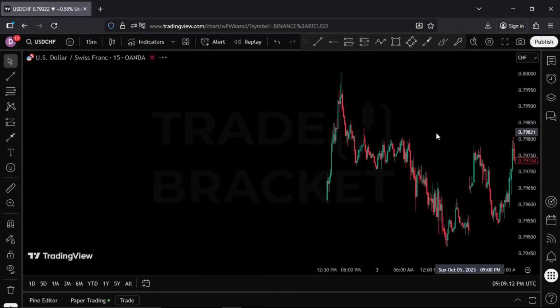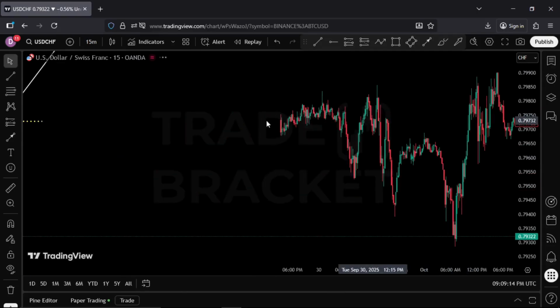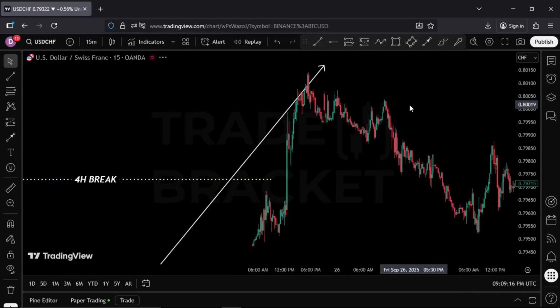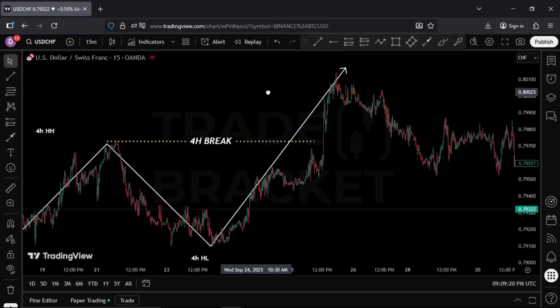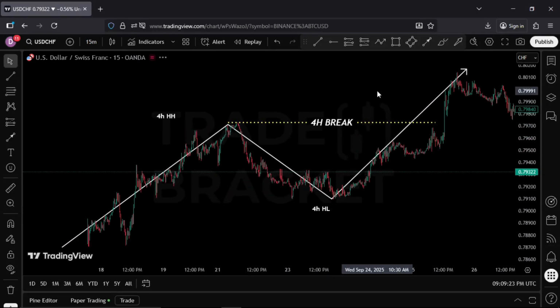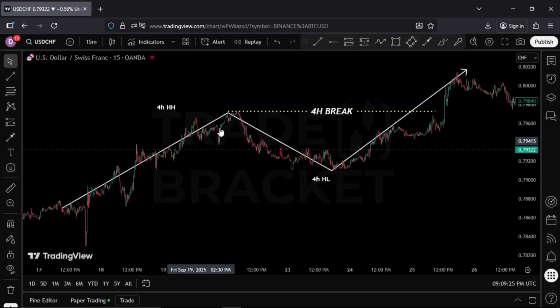All right, so let me keep scrolling back until that point where we marked our structure on the 4-hour time frame. So this is the structure we marked on the 4-hour time frame. I hope you remember that. Price made a push, pullback, push, created this break right here.